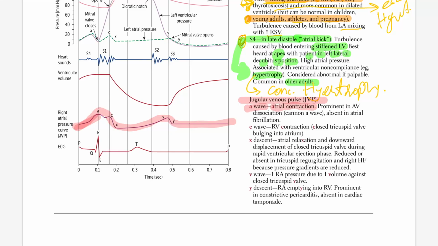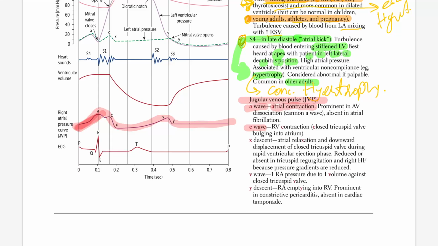It is prominent in AV dissociation, cannon A wave, and absent in atrial fibrillation. But what is the A wave? That's important, which is your atrial contraction. A for atria. Atria contracts, makes a positive pressure. The curve goes up, and that's the A wave.